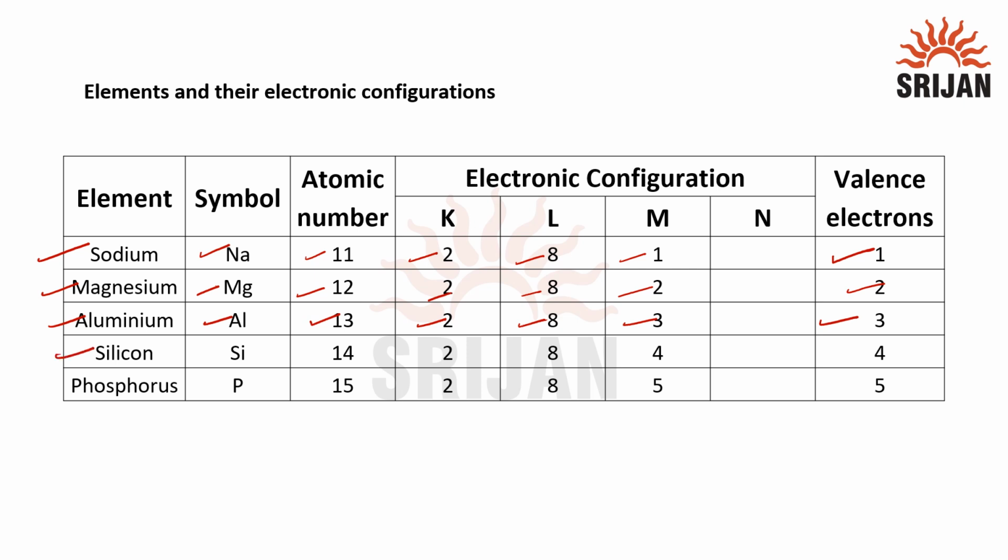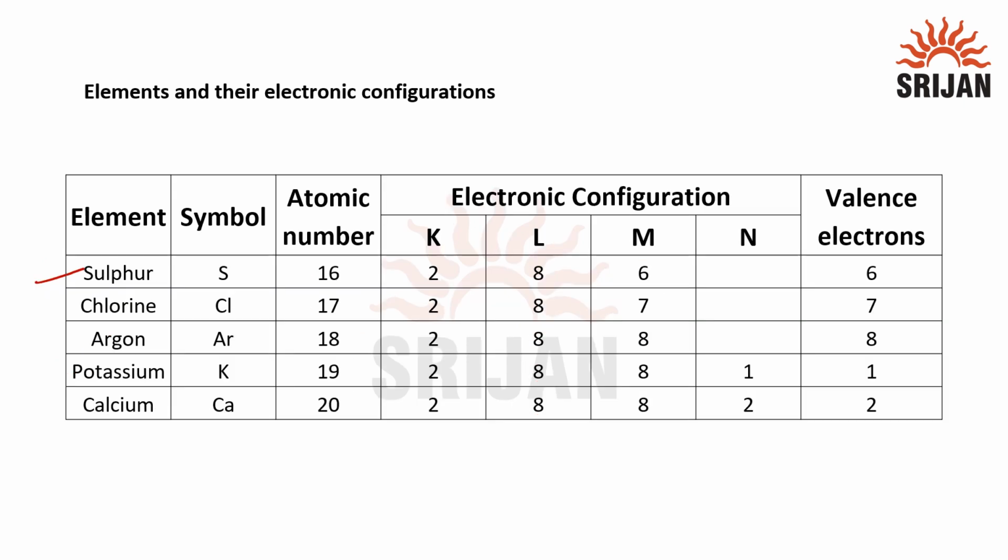Next we have silicon. Symbol is Si. Atomic number is 14 and electronic configuration is K2L8 M4 and valence electrons are 4. Then we have phosphorus. Symbol is P. Atomic number is 15. Electronic configuration is K2L8 M5 and valence electrons are 5. The next element is sulfur. Symbol is S. Atomic number 16. Electronic configuration K2L8 M6. Valence electrons are 6.